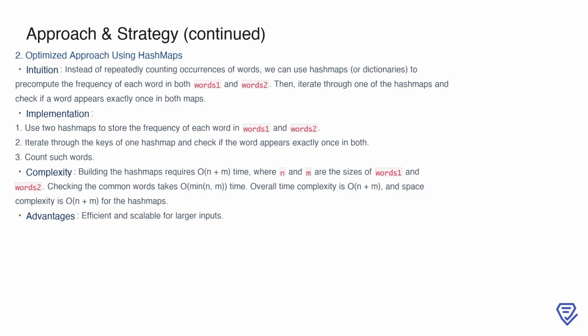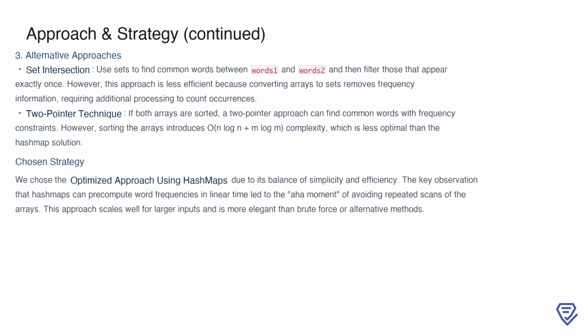The time complexity for building the hash maps is O(n + m), where n and m are the sizes of the two lists, and checking the common words adds another min(n, m) step. Overall, this approach is much faster, with a total time complexity of O(n + m). It does require additional space for the hash maps, but the trade-off is worth it for the efficiency it provides, especially with larger datasets. We also considered some alternative approaches.